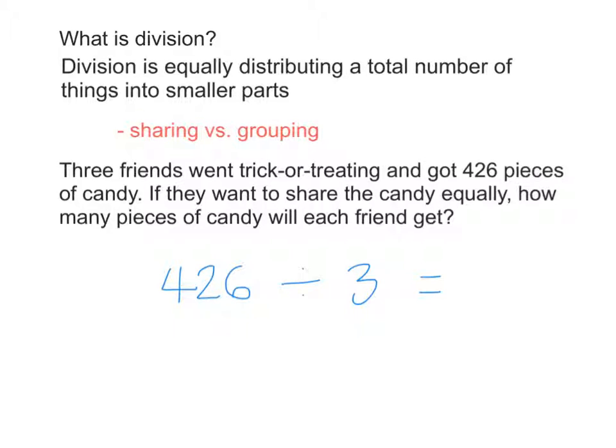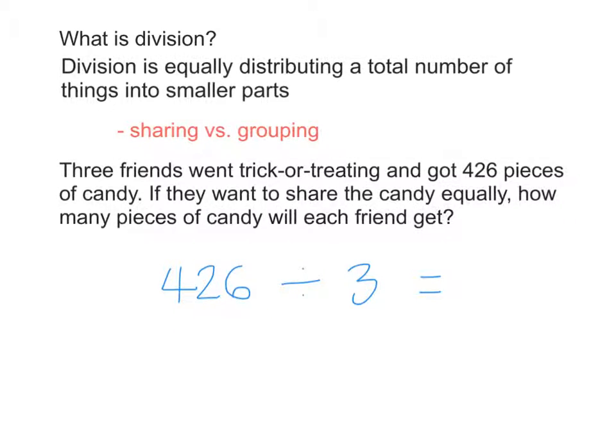So division, right, like we said, division is equally distributing. You want to give each person the same number of cupcakes, or give each person the same number of cars. Equally distributing a total number of things into smaller parts. Okay? And there's two ways that we can think about division in real life. We can use division to share things, to share a total number of things amongst people or groups, or grouping. And we're going to talk about how to group a larger number into a certain number of groups.